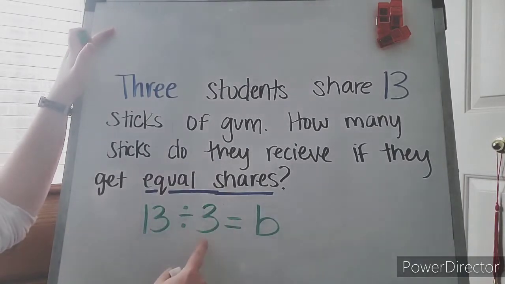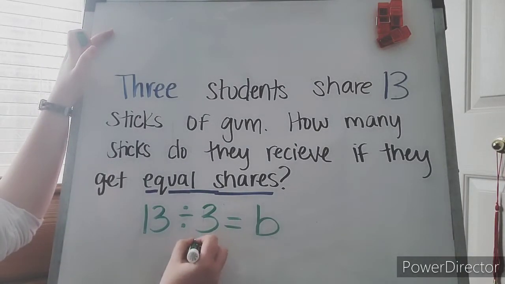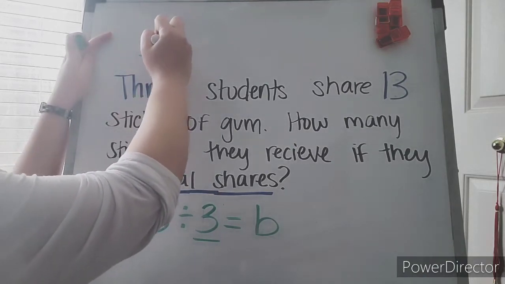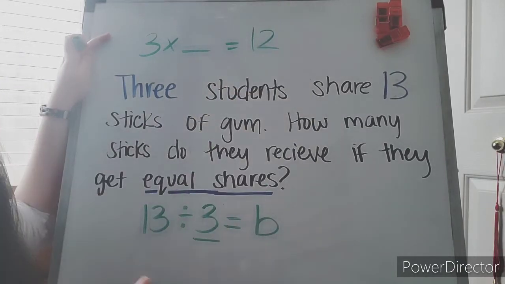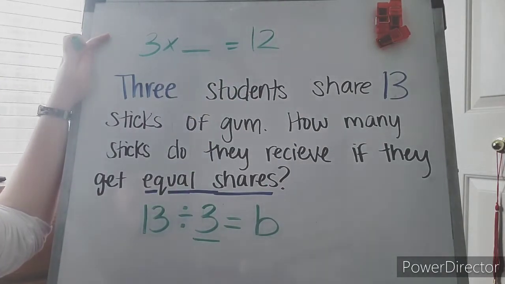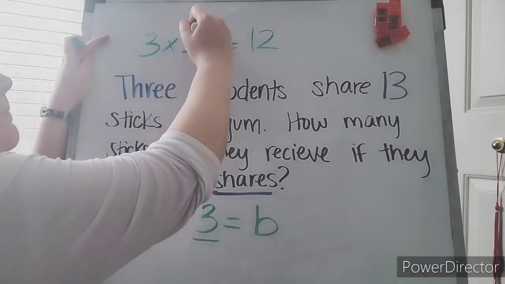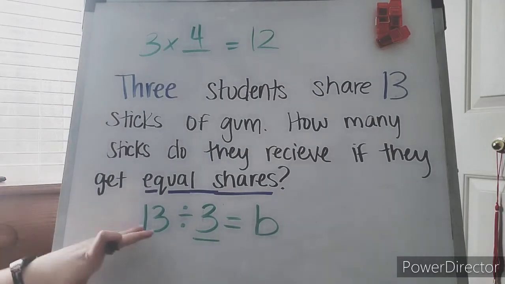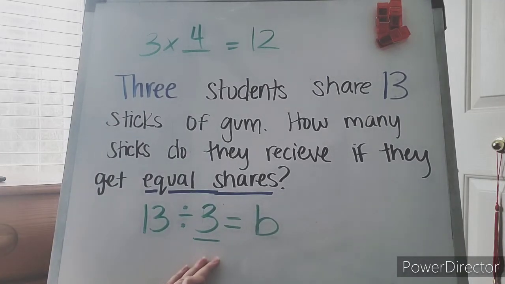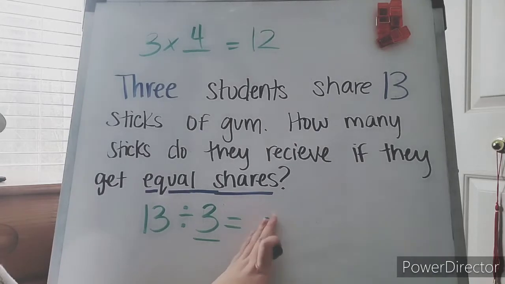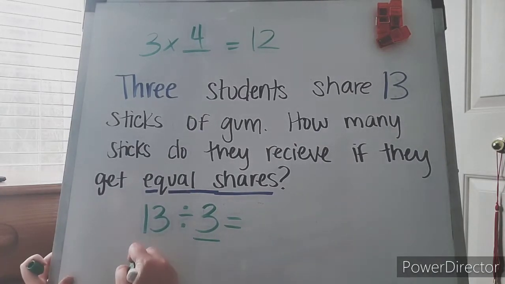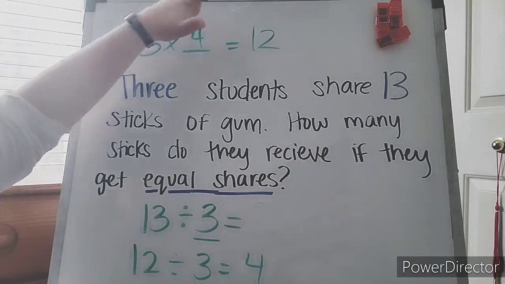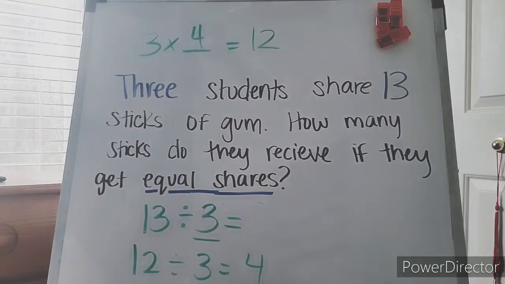So for example, if I know my 3's multiplication facts very well, I know that 3 times something equals 12. What's that? Well, it's 4. 3 times 4 equals 12. So if I jump back down here, 13 divided by 3, well, I know that 12 divided by 3 is what? 4. Because 3 times 4 equals 12. So 12 divided by 3 equals 4.